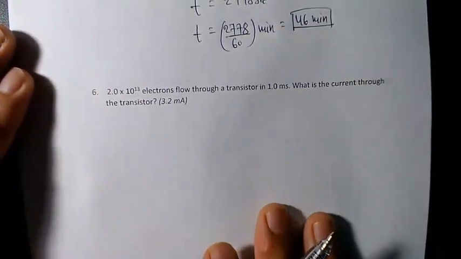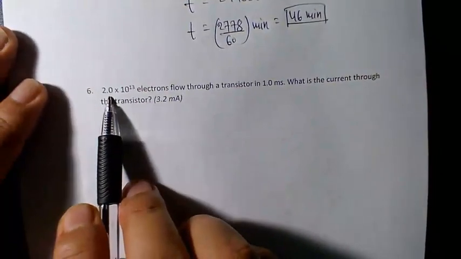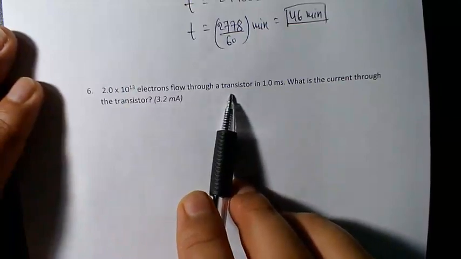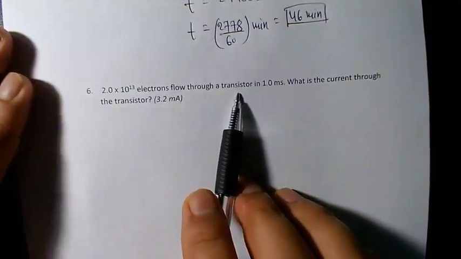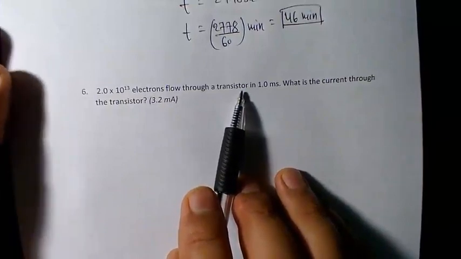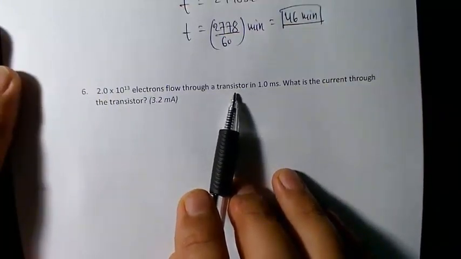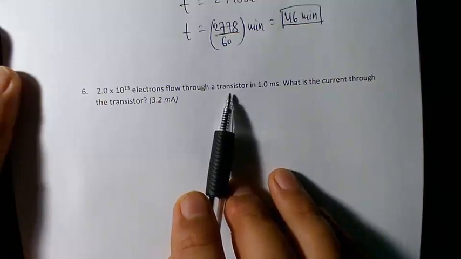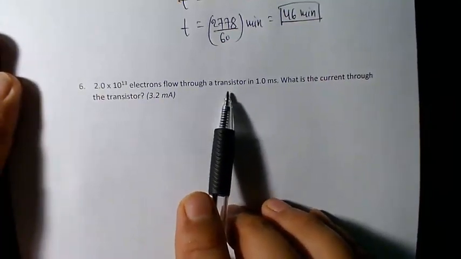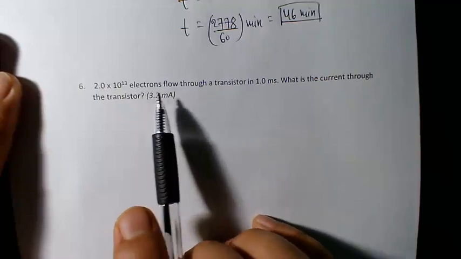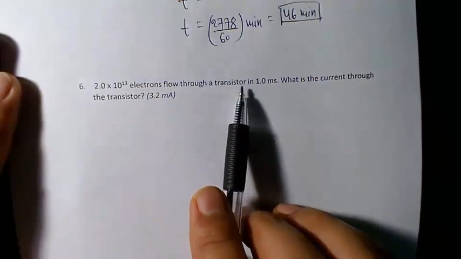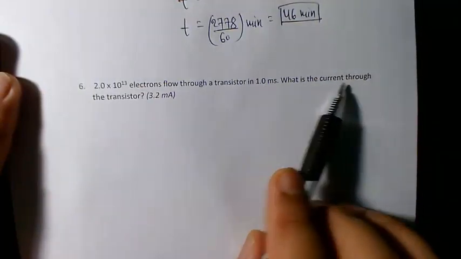So here's the next problem. It says that 2 × 10^13 electrons flow in through a transistor. A transistor is an amplification or switching device in electronics, a semiconductor. You don't need to know actually how a transistor works. It's a semiconductor device, a very important component. So it says that many electrons flow in a transistor terminal in 1 second. What is the current through the transistor?